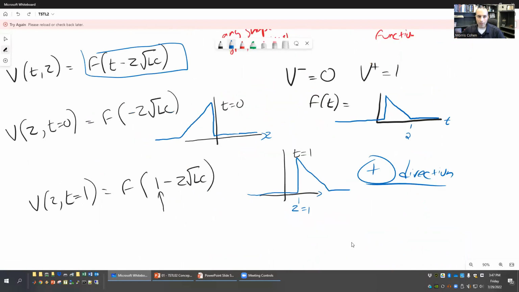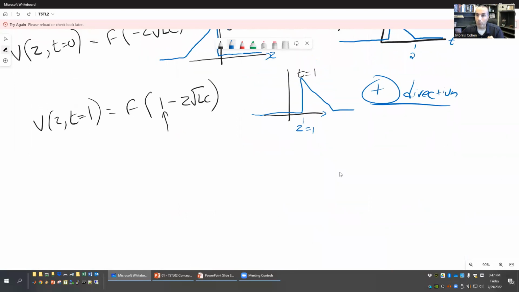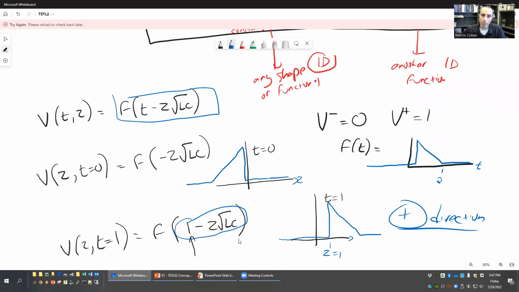So that's the wave equation for voltage. But there's two more things that I want to talk about. The first is how does this work for current? And the second is what's the speed of the wave? The speed of the wave we can get from this relationship right here, t minus z square root of LC.